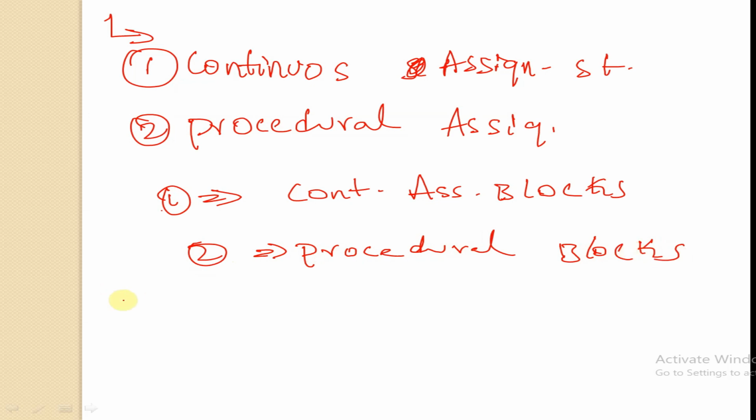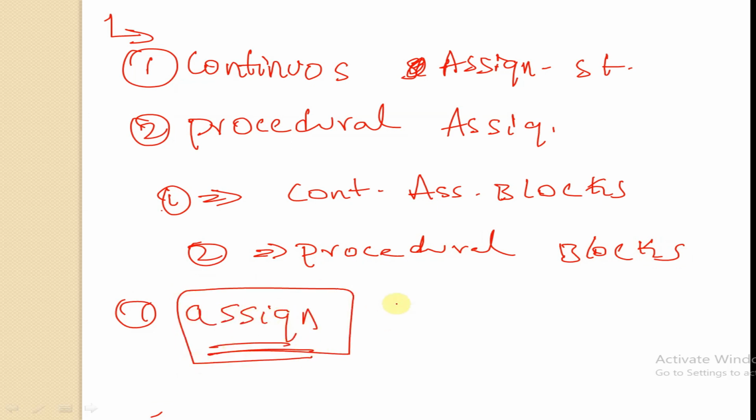In case of continuous assignment statements or continuous assignment blocks, we use the keyword assign. If there is the keyword assign, then it is a continuous assignment block. Suppose assign a is equal to 0, or a is equal to b, then the value of a will change whenever there is a change in the value of b. And in case of procedural assignment statements, we have initial and always.